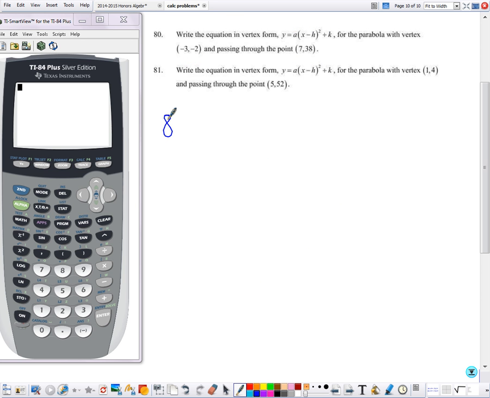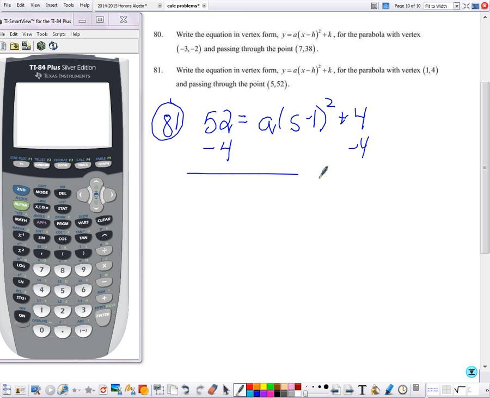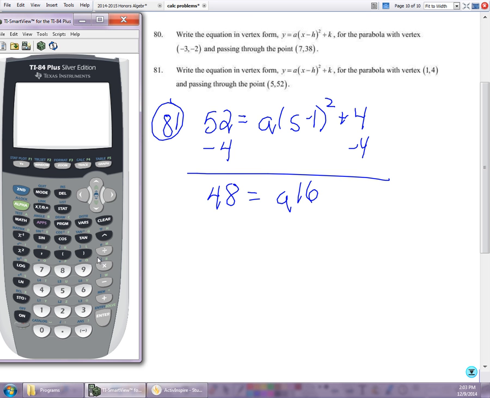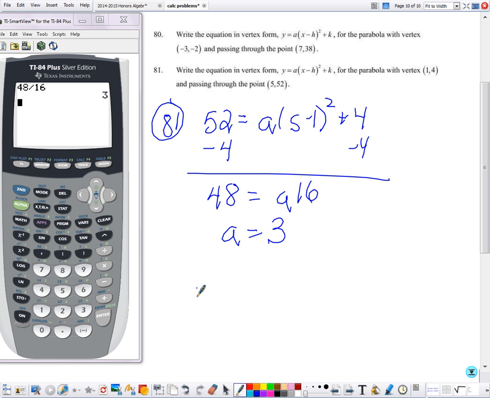And lastly, for 81, we're going to do the same exact thing. 52 equals a (x minus 1) squared plus 4, but I should put that x value in. It's 5. We're going to subtract 4. This is 4 squared, so that's 16. So when you divide 16 to the other side, we get a is 3. So our answer is y equals 3 (x minus 1) squared plus 4.